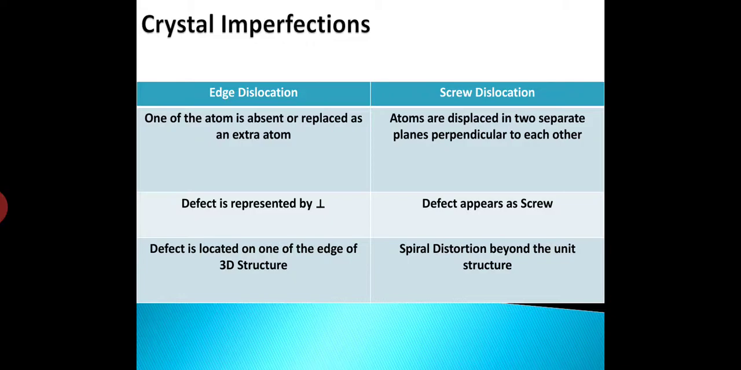The third difference is that the defect is located on one of the edges of the 3D structure in edge dislocation, while in screw dislocation, there is a spiral distortion beyond the unit of the structure.